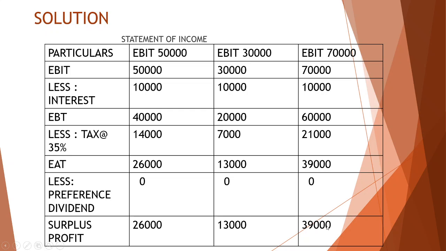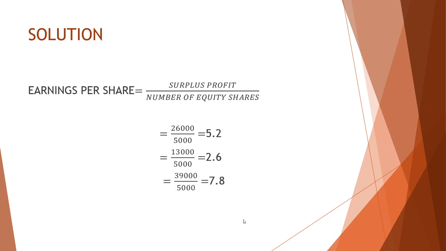Now we'll calculate the earnings per share. Earnings per share is equal to surplus profit divided by number of equity shares. So first situation, 26,000 divided by the number of equity shares, 5,000, which is equal to 5.2. The second situation, 13,000 divided by 5,000, which is equal to 2.6. The third situation, 39,000 divided by 5,000, which is equal to 7.8.